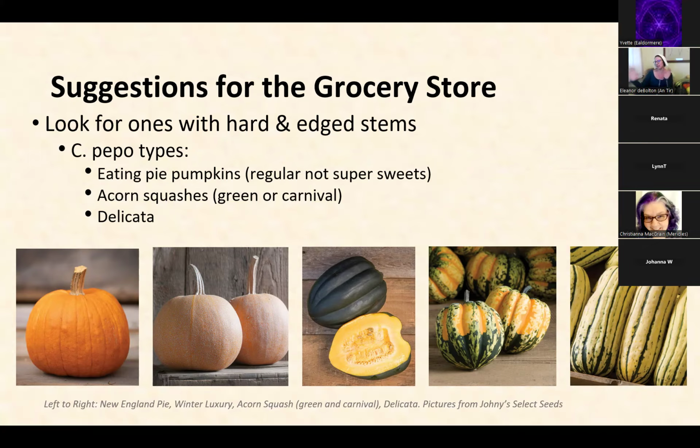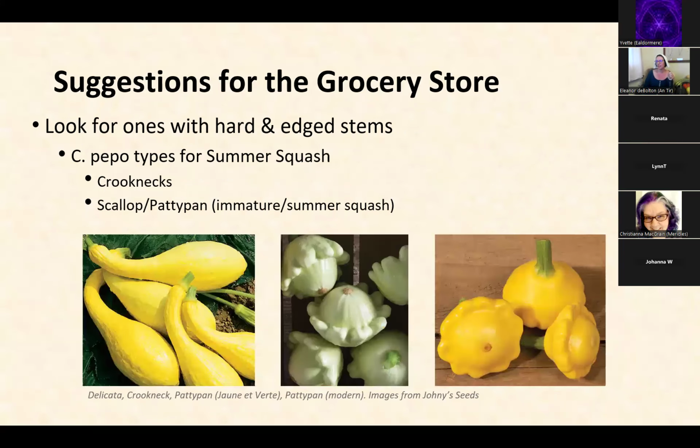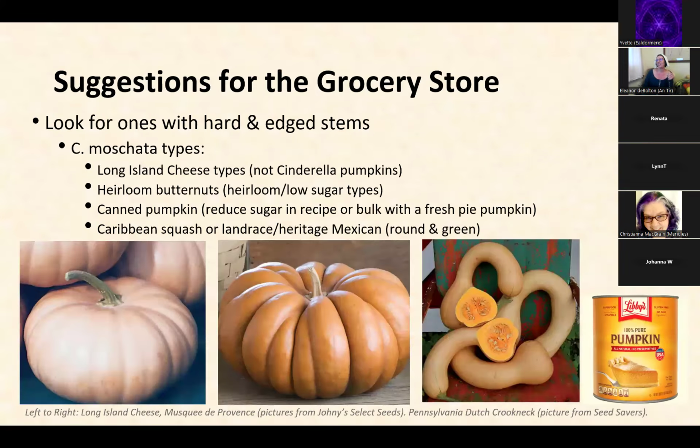So in the grocery store, when you're looking at the Cucurbita pepo, if you want to be super safe on your timelines, look at your pie pumpkins, your acorn squashes. I mean, it's hard to go wrong with an acorn squash or a pie pumpkin. Although the pie pumpkins, try to stay away from those super sweet ones and just get more of your basic pie pumpkin. If you're doing a zucchini or more summer squash types, look for the crooknecks and the patty pans. And then if you're trying to explore the Moschata types, grab a can of pumpkin. Sure, why not?